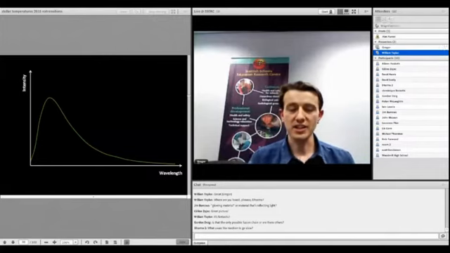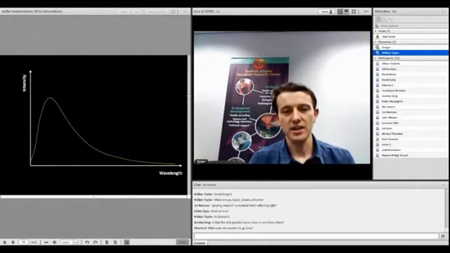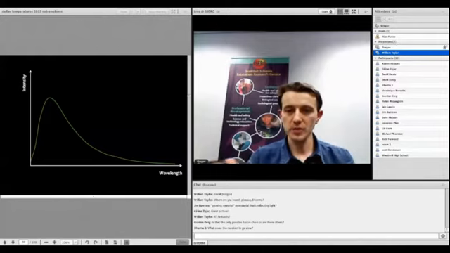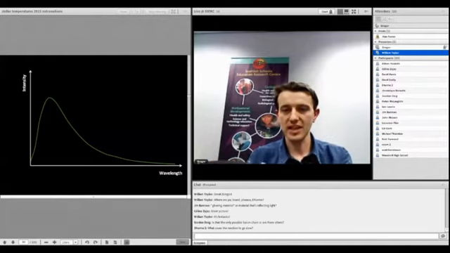And of course, the key thing about this is that it doesn't matter what the object is. Any object at the same temperature will give out the same associated radiation. Whether it's a piece of iron in a furnace on the Earth, whether it's a star, whether it's you or me, we're all on that same scale. What happens is the peak shifts.